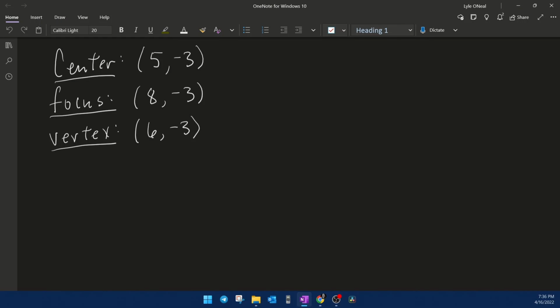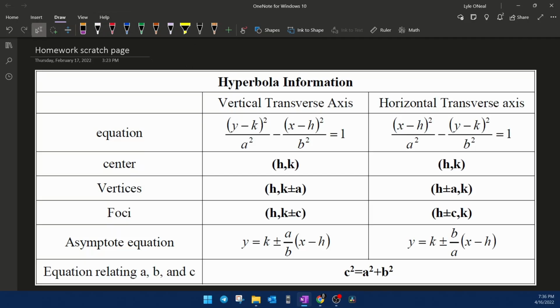Once we have this information copied in our scratch work, please notice that the y coordinates of all three ordered pairs are identical, and that's going to help us to determine the transverse axis of the hyperbola. Scrolling up to our formula sheet, we can see that for a horizontal transverse axis, the y coordinates are all k, which would indicate they would all have to be the same. And so that indicates that we're going to use this equation for our hyperbola.